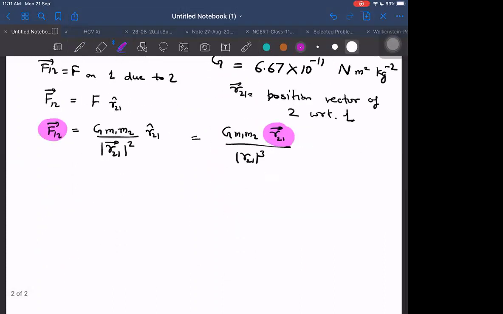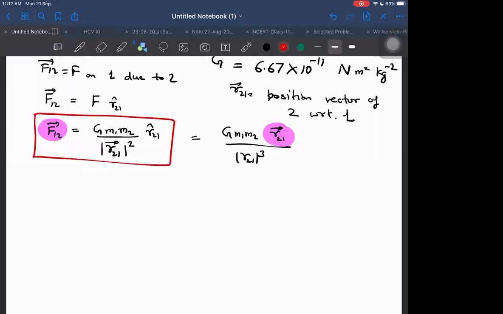Now this is what we have to remember. Let me put it in a box: G M1 M2 into R21 divided by R21 cube. Although I don't prefer to write it in this way, the way I have written. Let me in fact remove it. I prefer to write it this way. We'll write it.